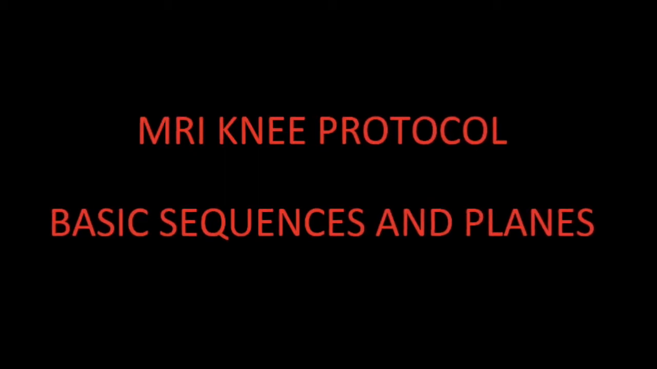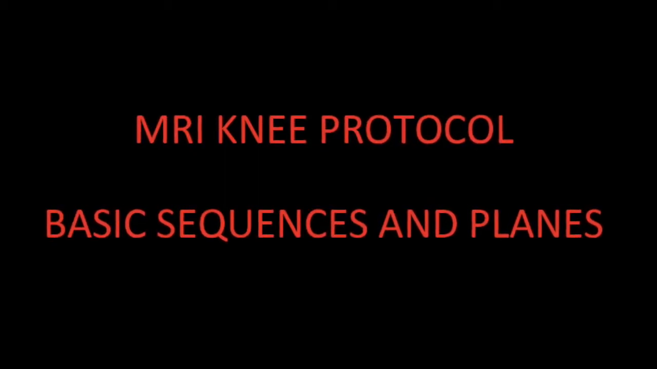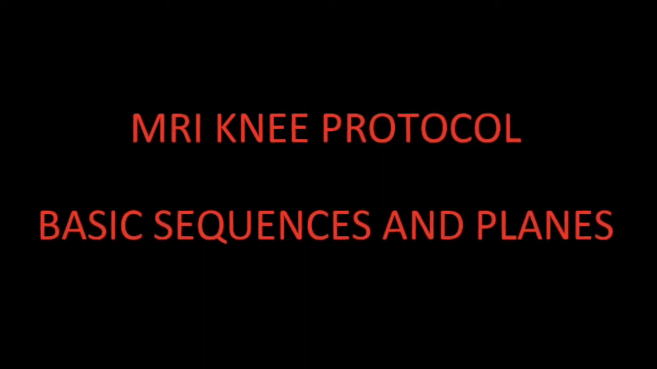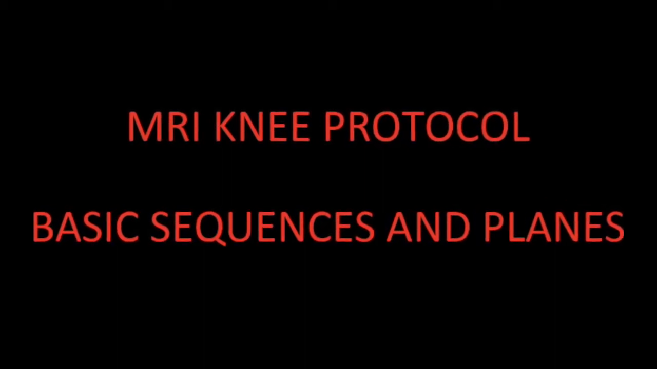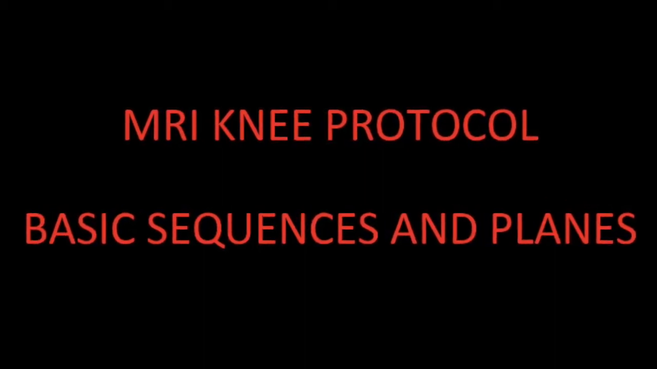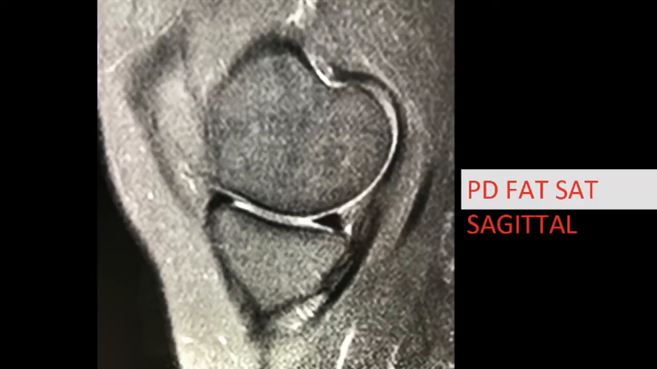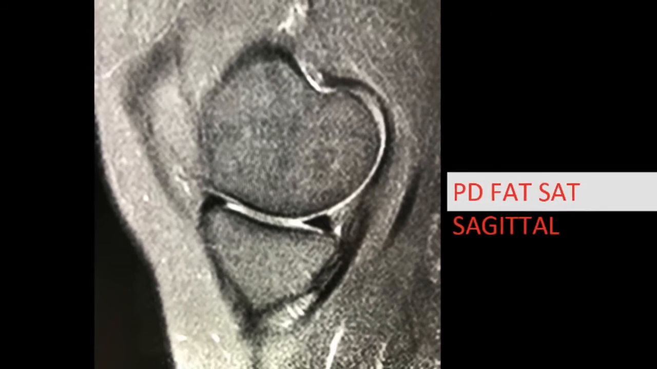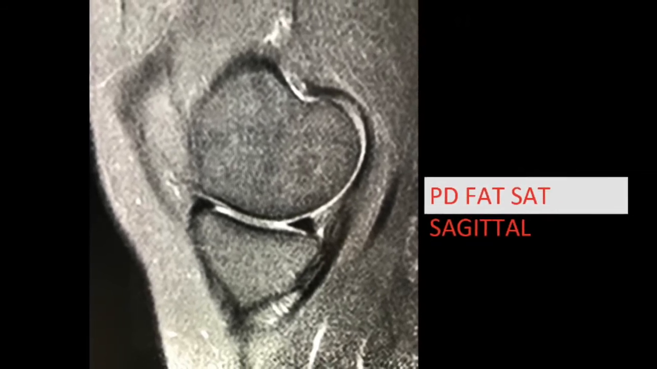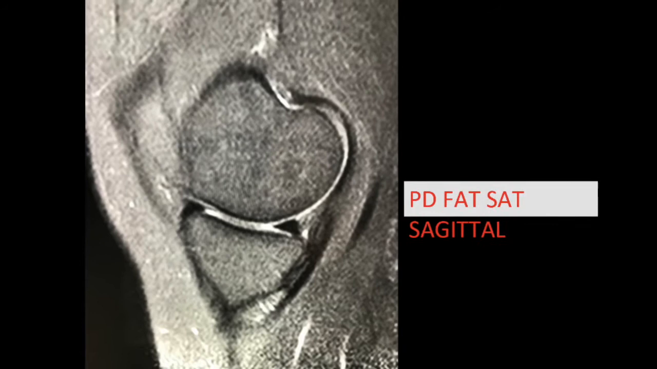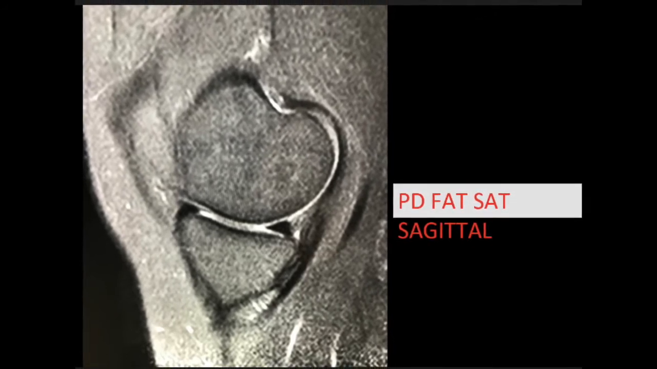Basic MRI protocol for knee. For routine knee imaging, the imaging is done in all three orthogonal planes, namely axial, coronal, and sagittal. In a routine sequence, the proton density images are taken in sagittal plane. This is basically for the delineation of the anatomy.